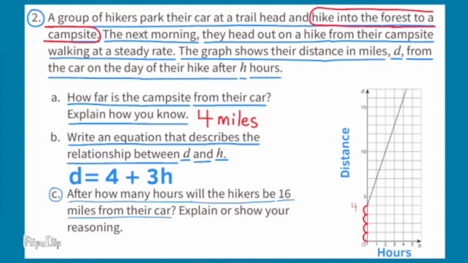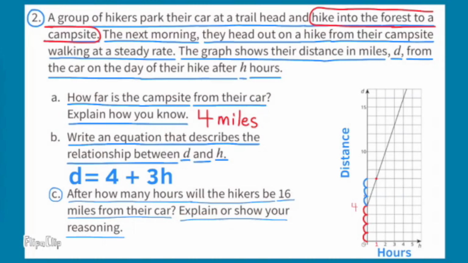C. After how many hours will the hikers be 16 miles from their car? Explain or show your reasoning. Count from the origin 4 miles to the campsite and then continue counting vertically along the y-axis until you reach 16 miles. Since the slope is 3, every 3 miles after the y-intercept represents 1 hour's worth of hiking.